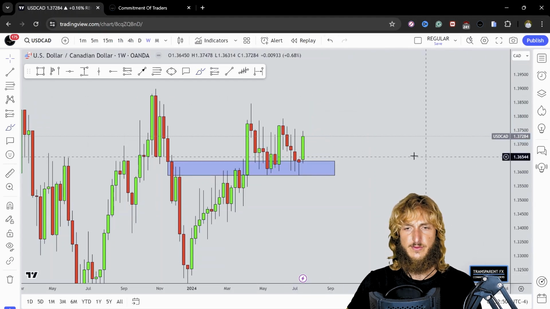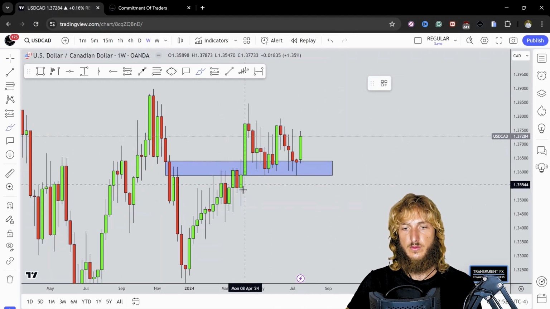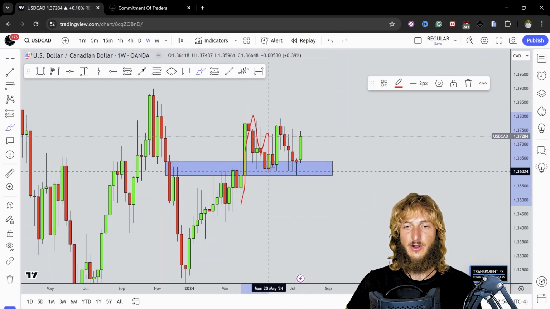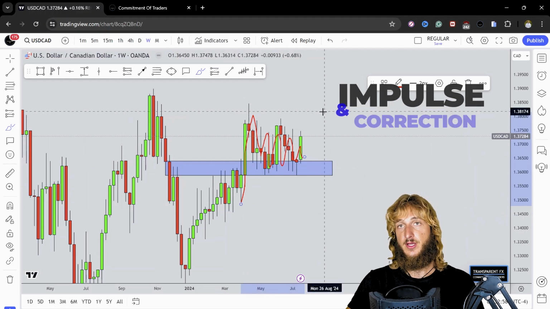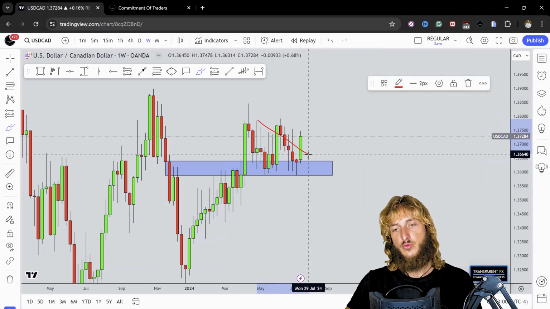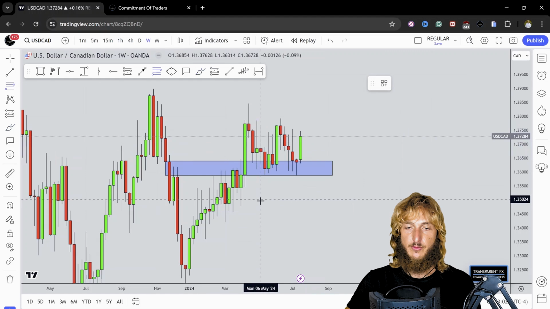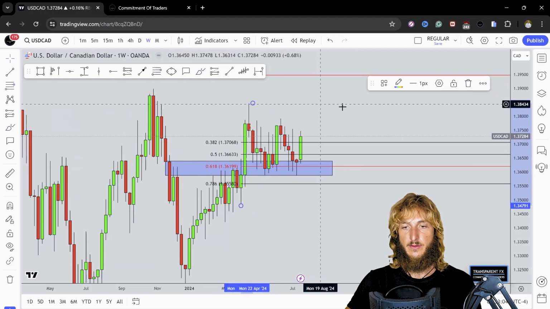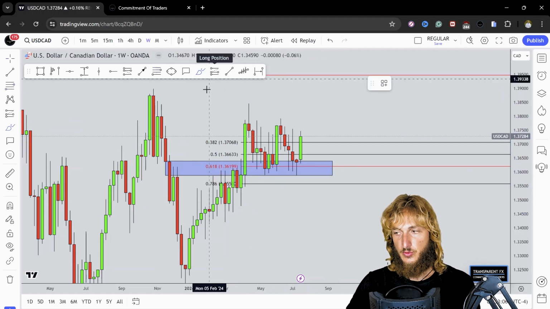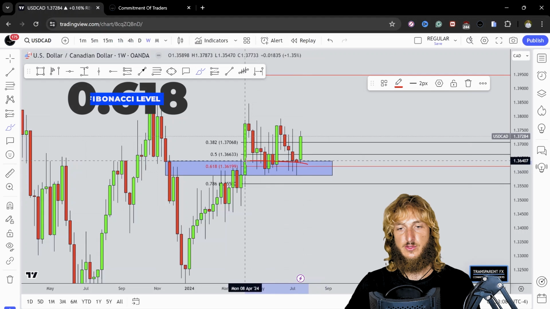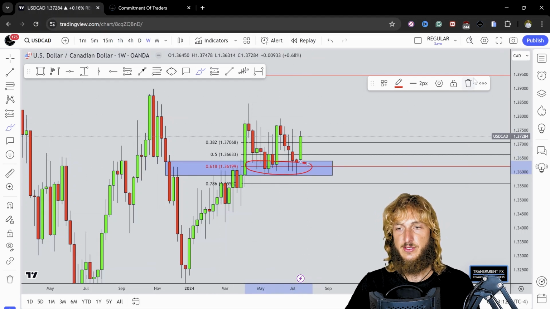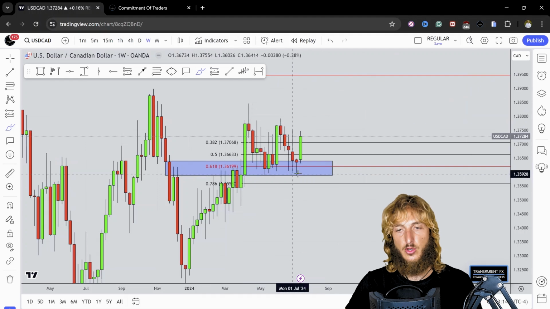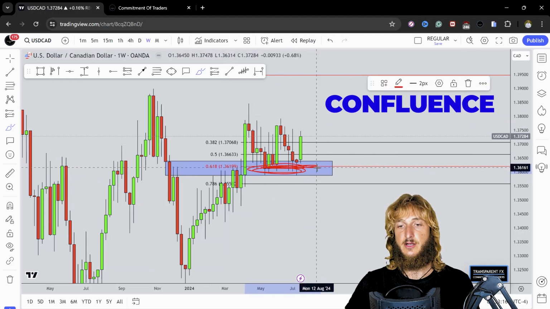We can also notice from a pattern standpoint that if we look closely, there is a massive impulse, and then all this is a corrective movement within the major impulse. This means that if we want to measure this correction, we have to take our Fibonacci from the low to the high of the impulse leg, and this shows us how we have a 0.618 Fibonacci retracement lining up exactly with this previous resistance turned support, therefore creating a confluence of support inside of this area.